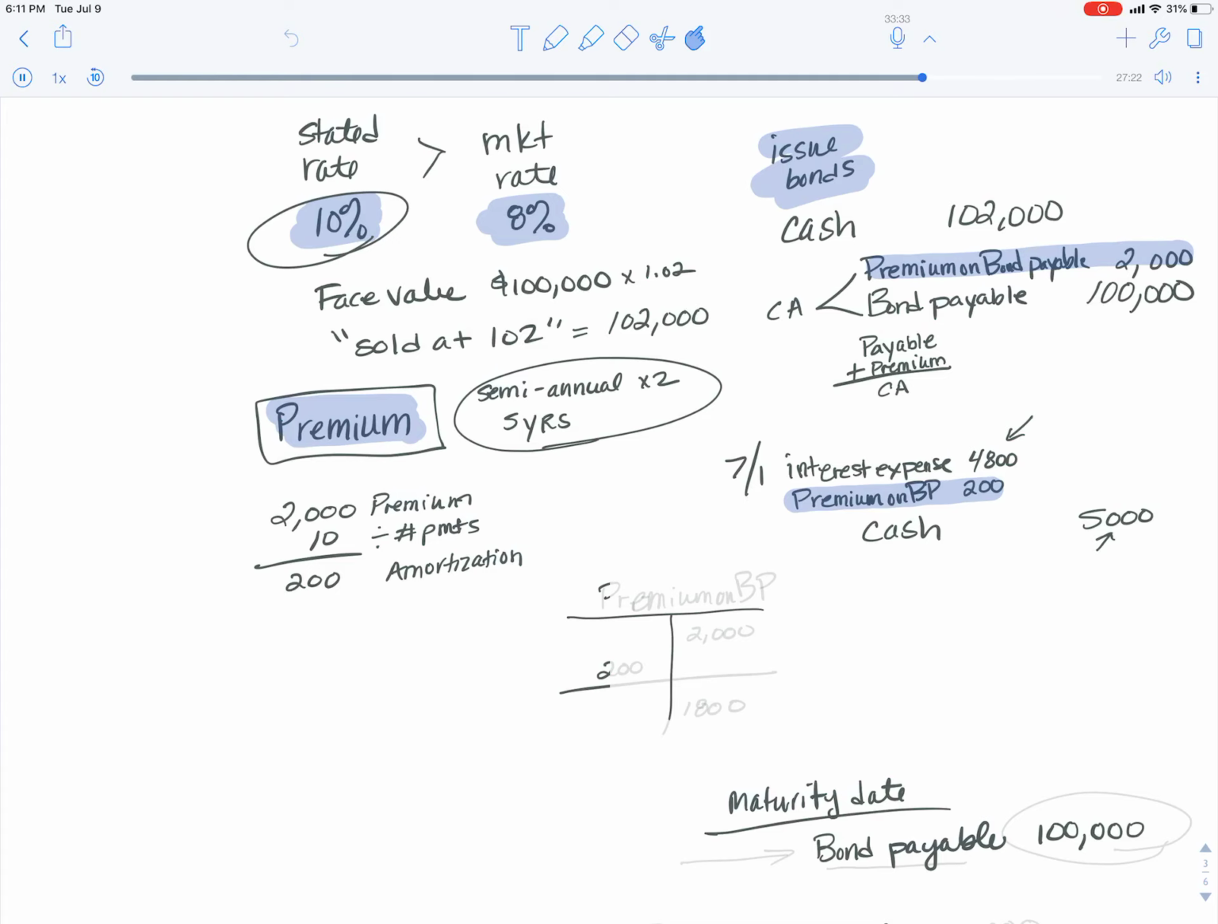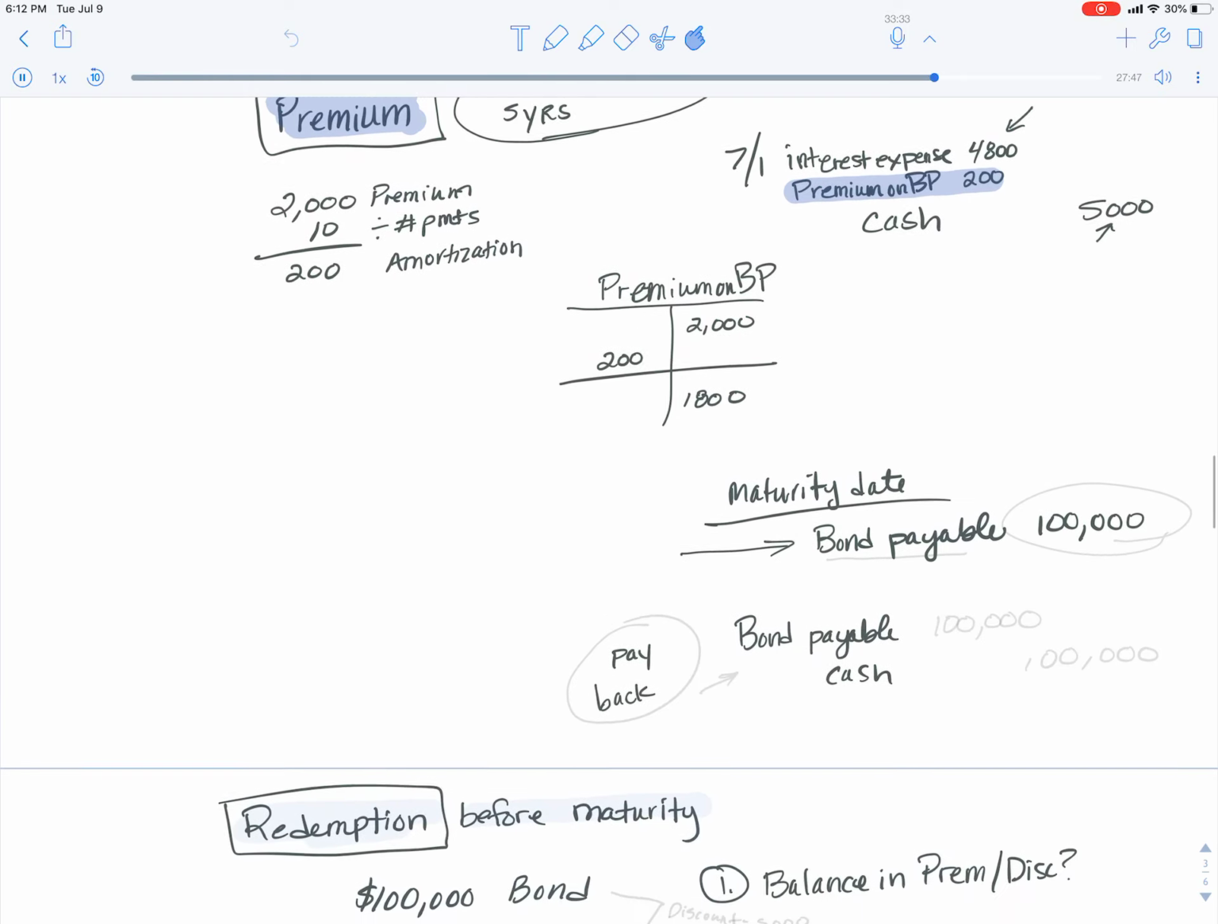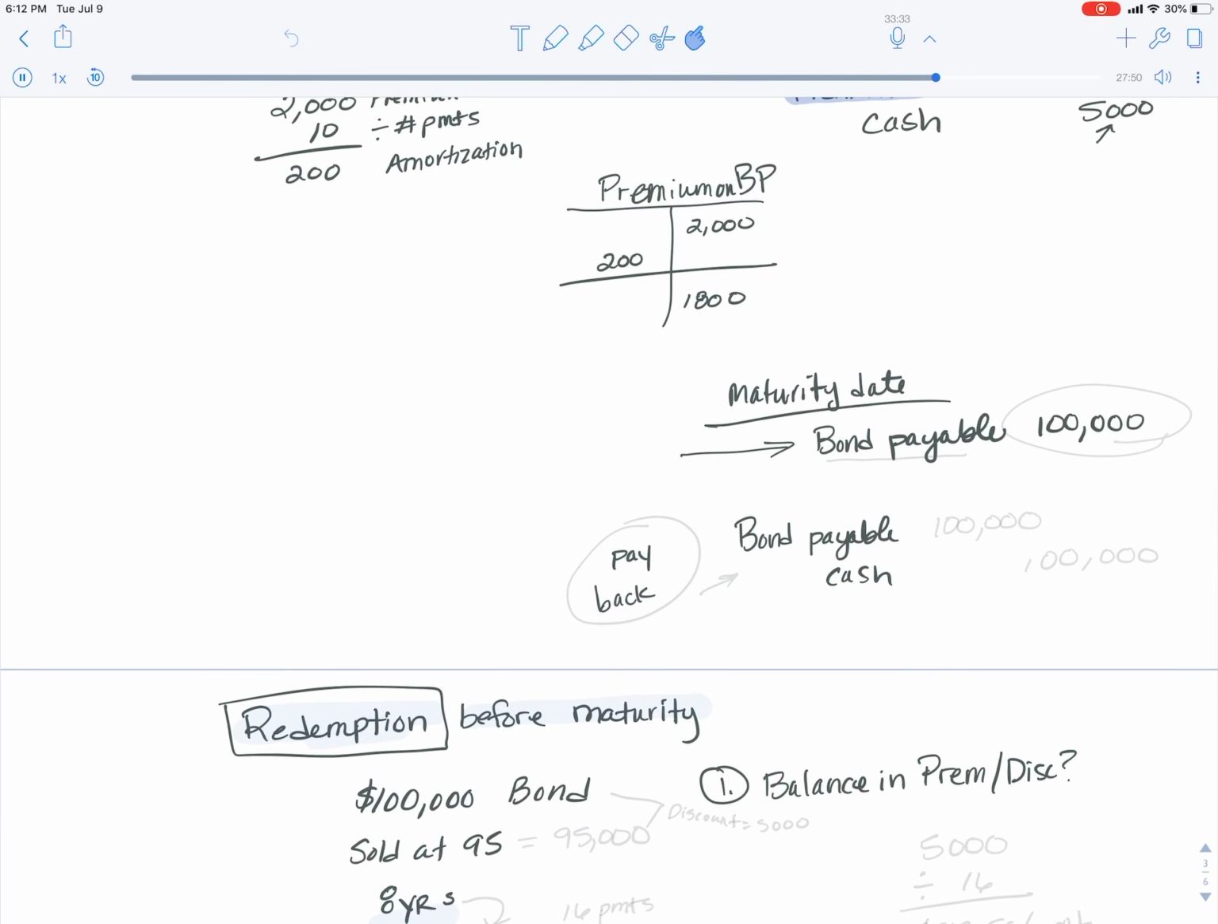So after this payment, our premium account started off with $2,000 in it. We just took out $200, so now it has $1,800 left in the account. And then at maturity date, in either scenario, discount or premium, the premium and discount accounts will be gone. They'll be zero by the time the bond matures.